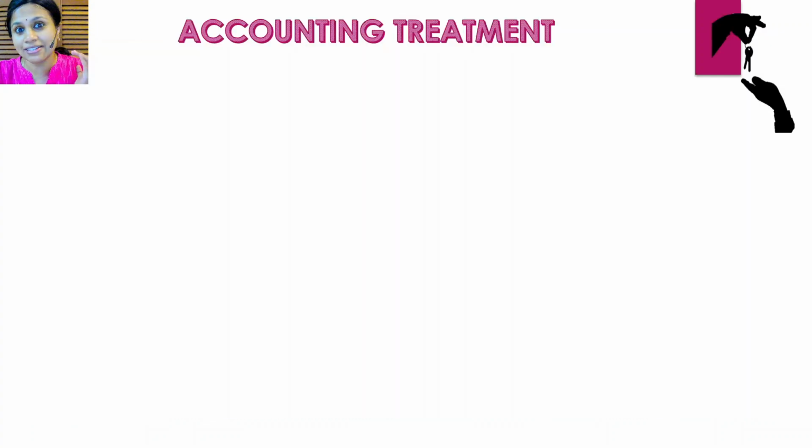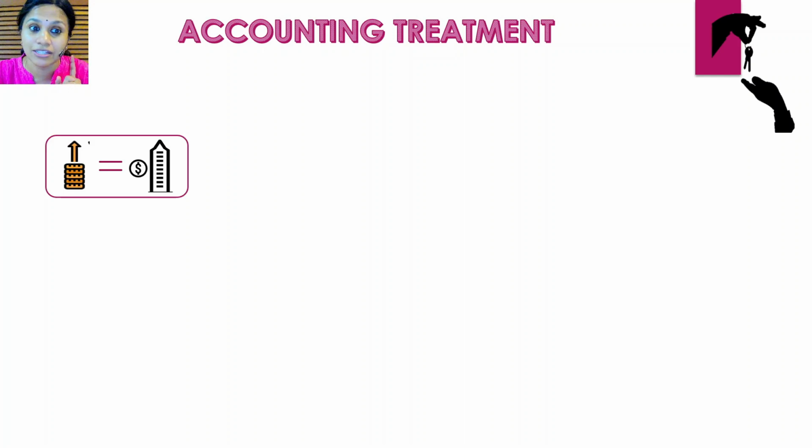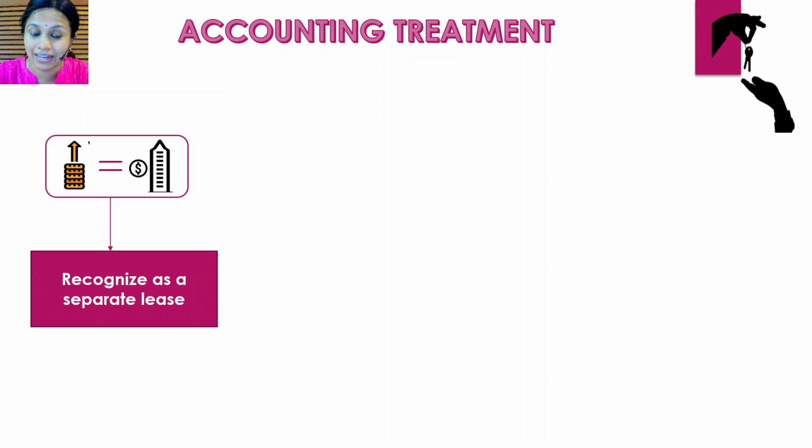So, when there is a lease modification, after assessing whether the contract is still a lease or not, you need to check if there is an increase in scope. If there is an increase in scope, then you need to check whether the increase in consideration is commensurate with the standalone price of the right of use of that asset. If it is, then you cannot club this lease with your existing lease. You need to record it as a separate lease.